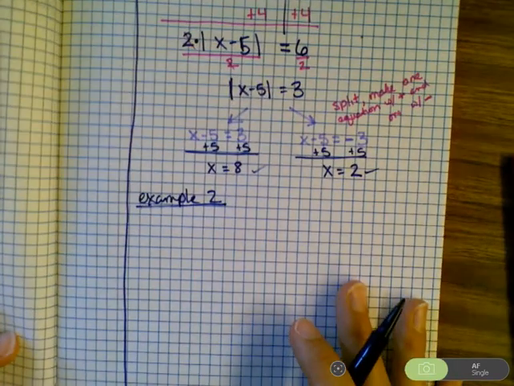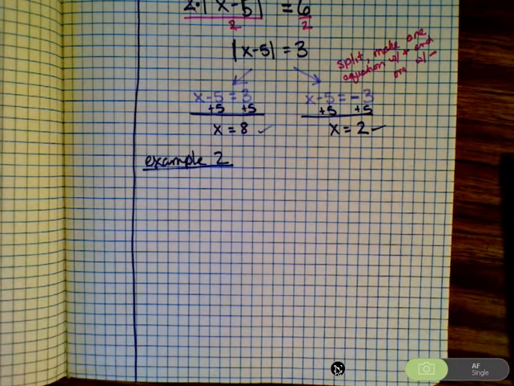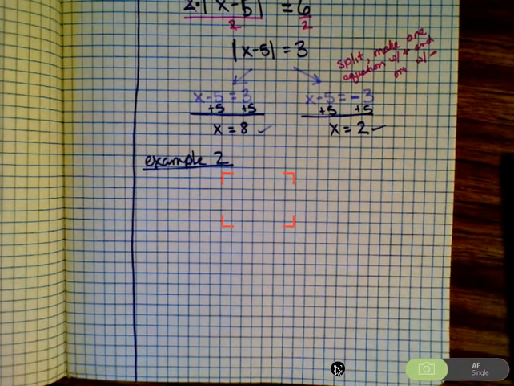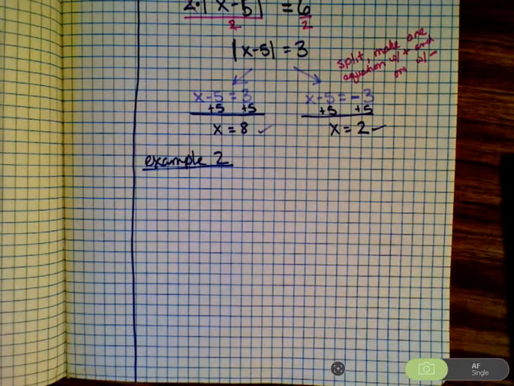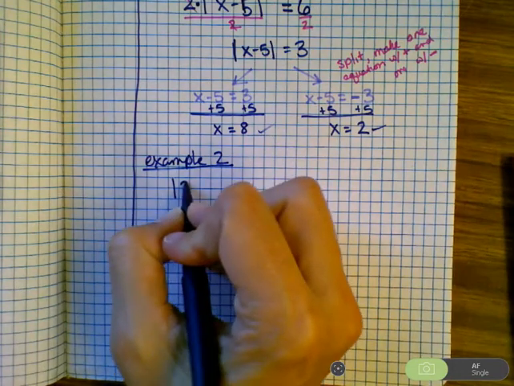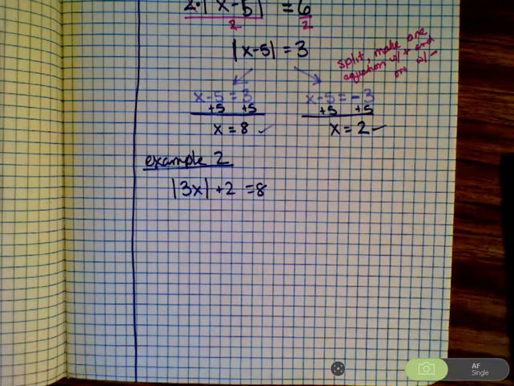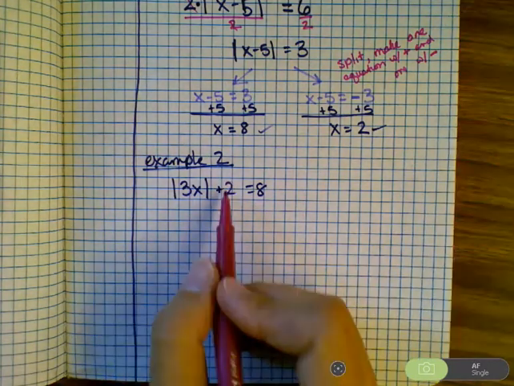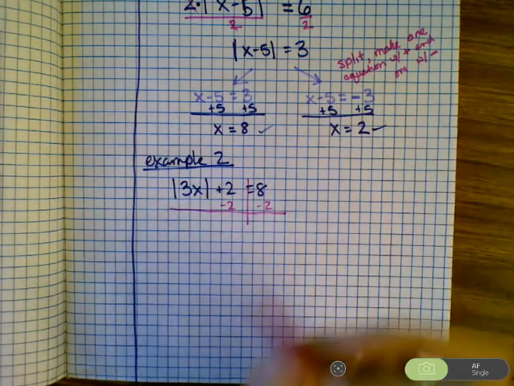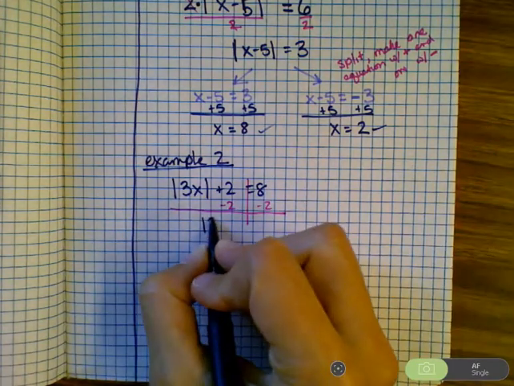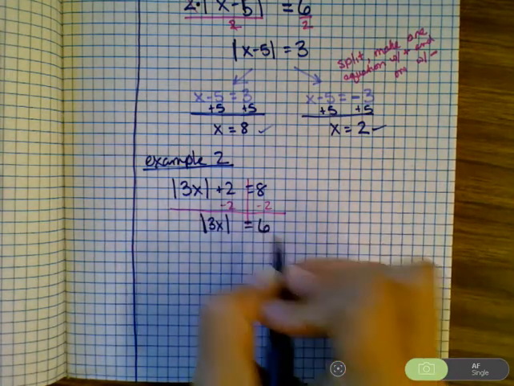So in this example, we're going to start with moving the screen and maybe refocusing just so that everybody can read everything. Okay, so we're focused. Our example is the absolute value of 3x plus 2 equals 8. So again, we start by getting rid of this plus 2. So we subtract 2 on both sides, and we get the absolute value of 3x, because 2 minus 2 is 0. 8 minus 2 is 6.